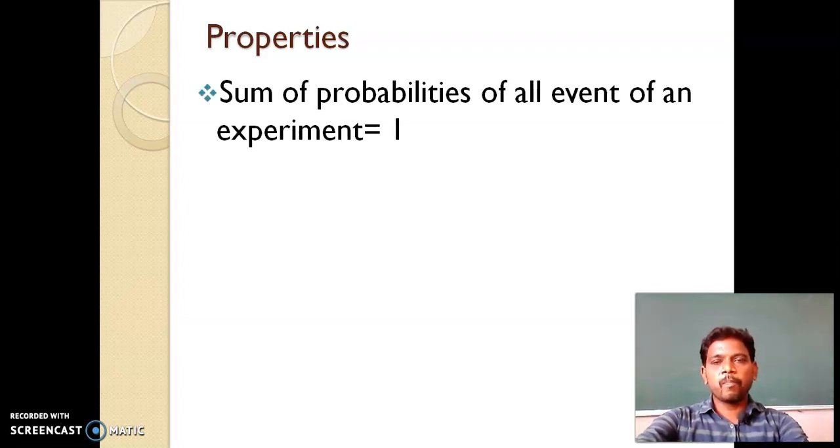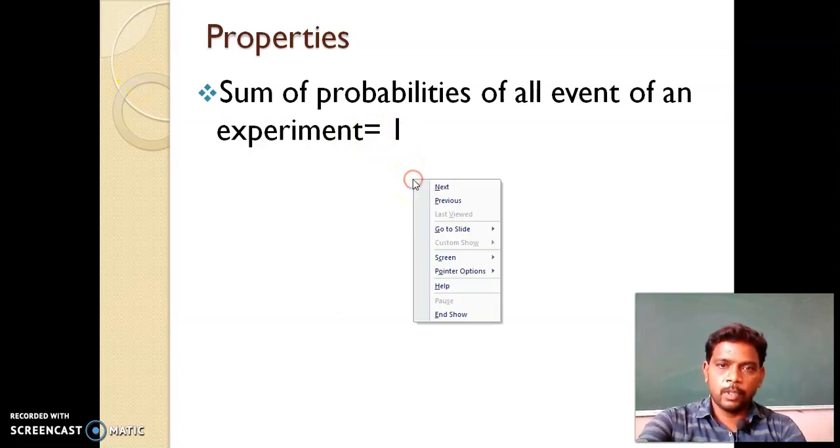Let us continue the slides now. So now we are going to see some properties of probability. The sum of probabilities of all events of an experiment is equal to 1.